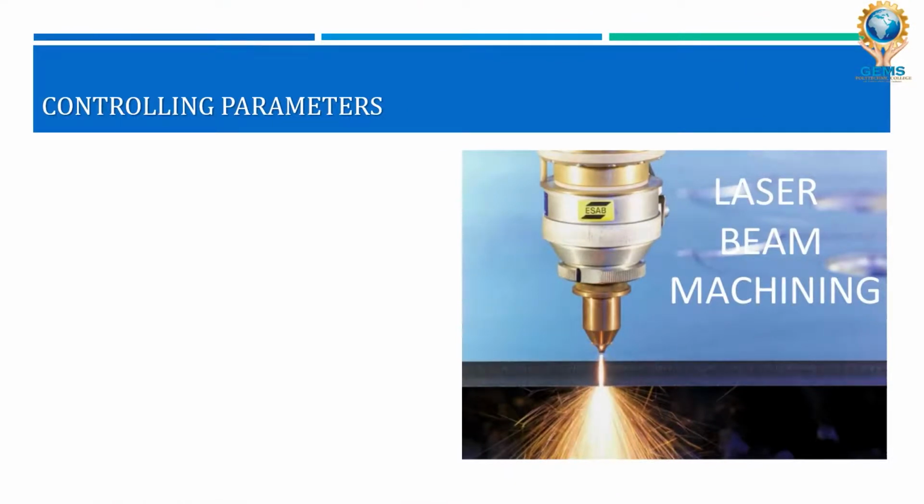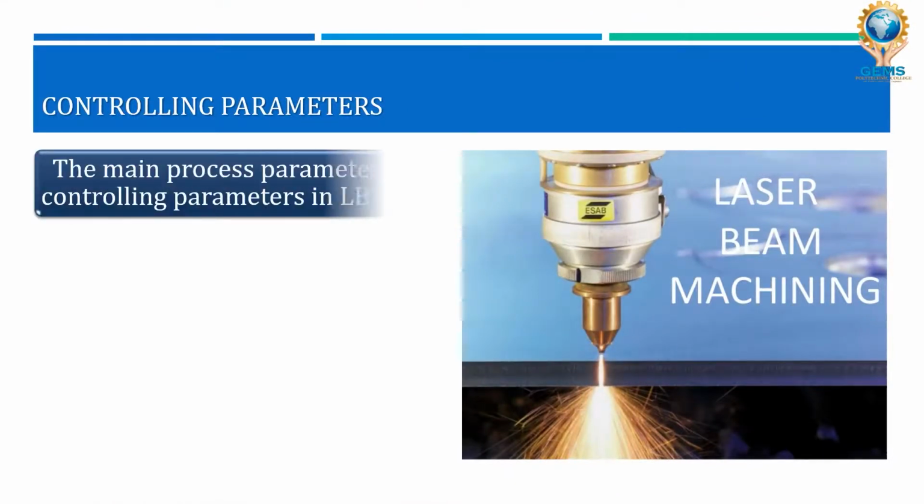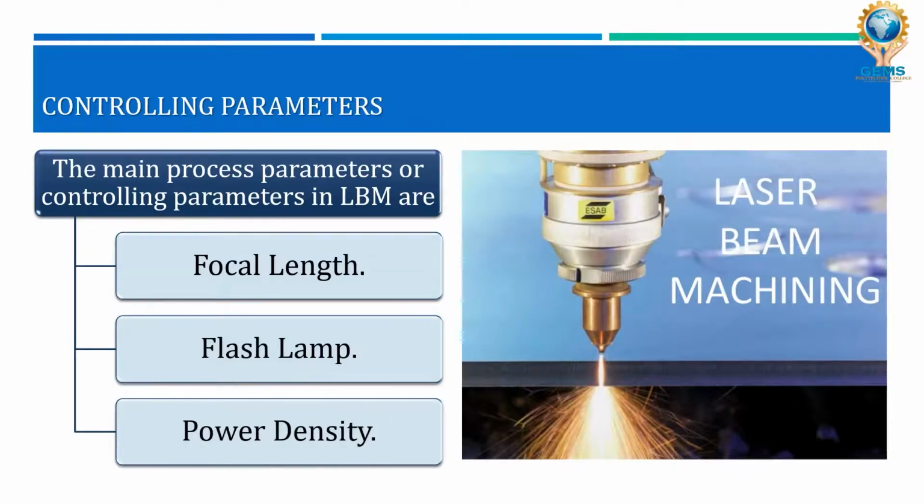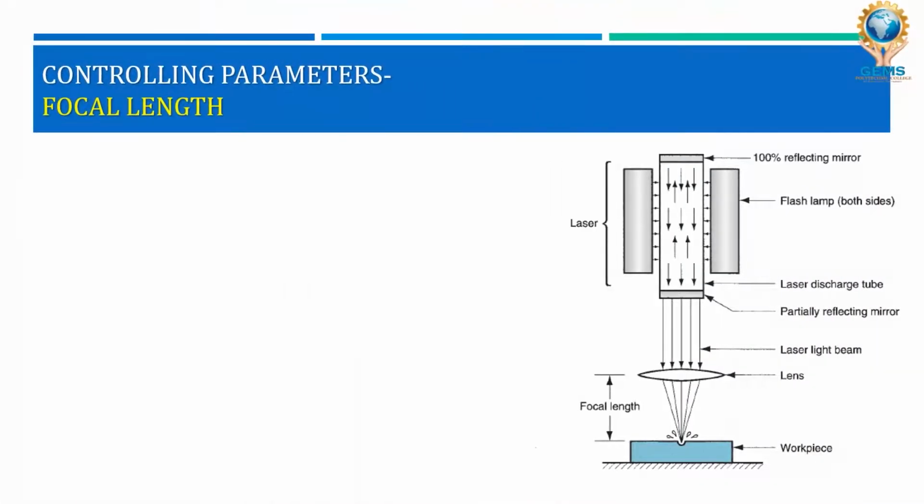Now let's come to the controlling parameters for laser beam machining. The main process parameters or controlling parameters in laser beam machining are focal length, flash lamp, and the power density. Let's see one by one. First, focal length.